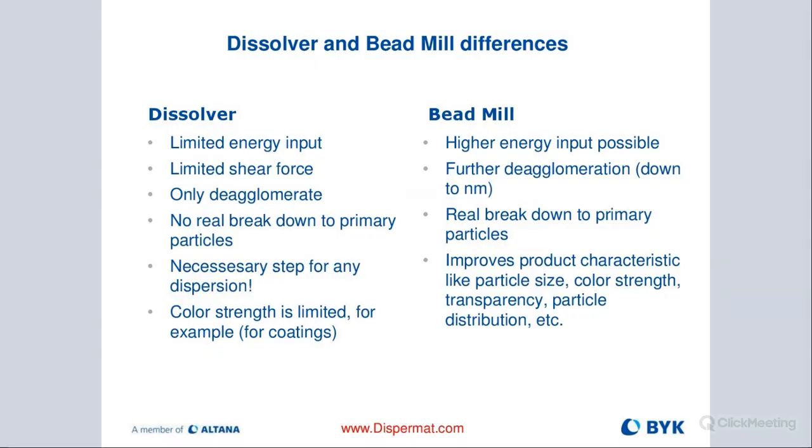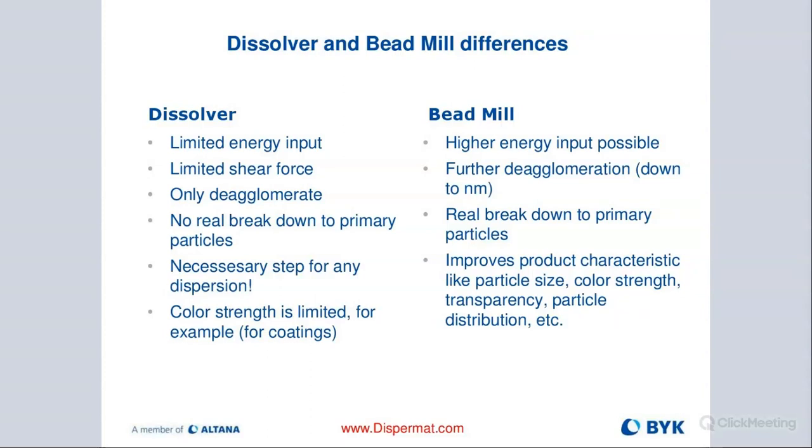So the difference here really is obviously with a dissolver or a disperser, we only have a Cowles blade. Because we only use a Cowles blade, the energy input is somewhat limited, which also means a limited amount of shear force. It's really only for the first step to de-agglomerate and get us down to the aggregate level, not to the primary particle level. But it is a really critical step in any type of dispersion process that we first use a dissolver before we do any type of milling.